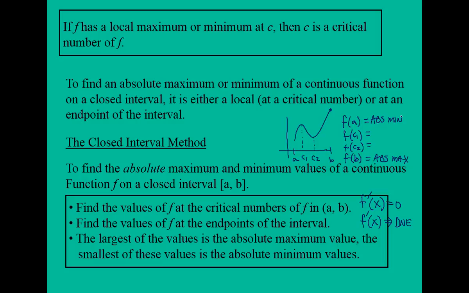So that's what part 2 means. Find the values of f at the endpoints of the interval. And then part 3, the largest of the values is the absolute maximum value. The smallest of these values is the absolute minimum value. So it's a 3-step process. Find your critical numbers, identify your endpoints, plug those into your function, and the biggest value is your absolute max, the smallest value is your absolute minimum.